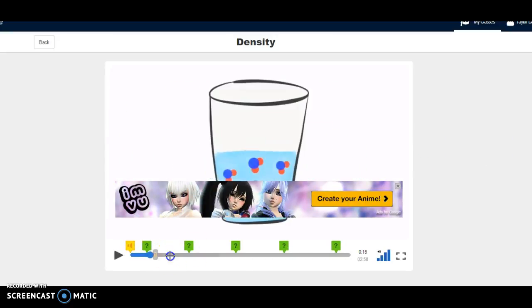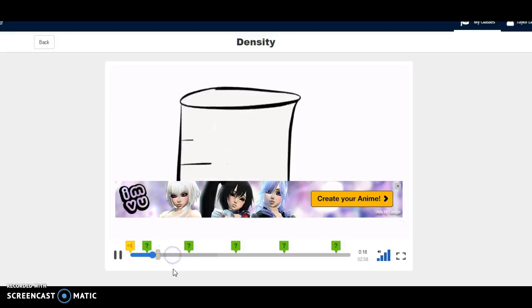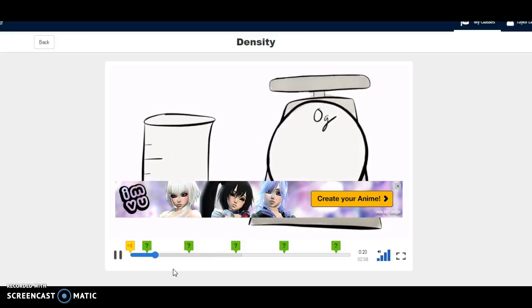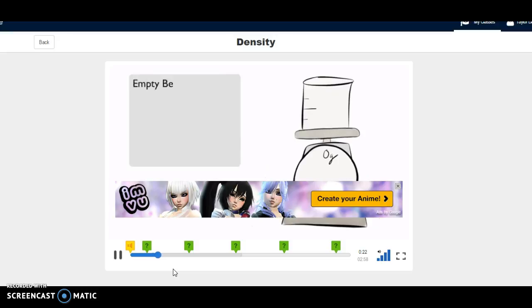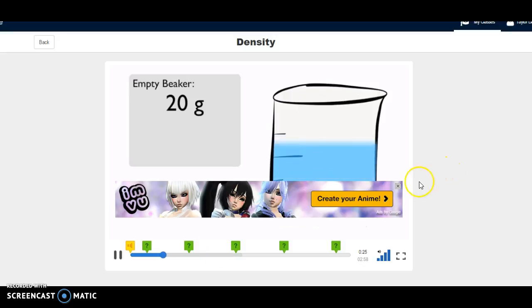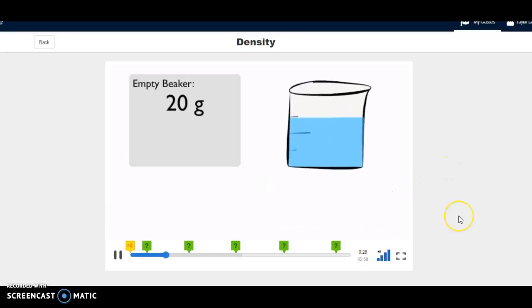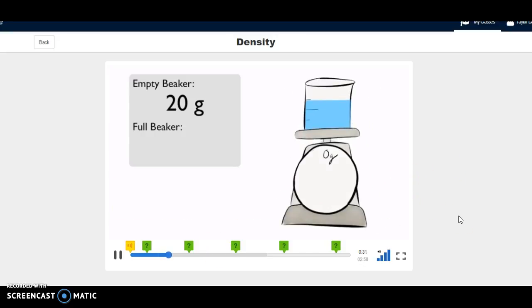Mass of water, you need a beaker and a scale. First, find the mass of the empty beaker. Then, fill the beaker up with your desired amount of water. Next, use the scale to find the mass of the filled beaker.